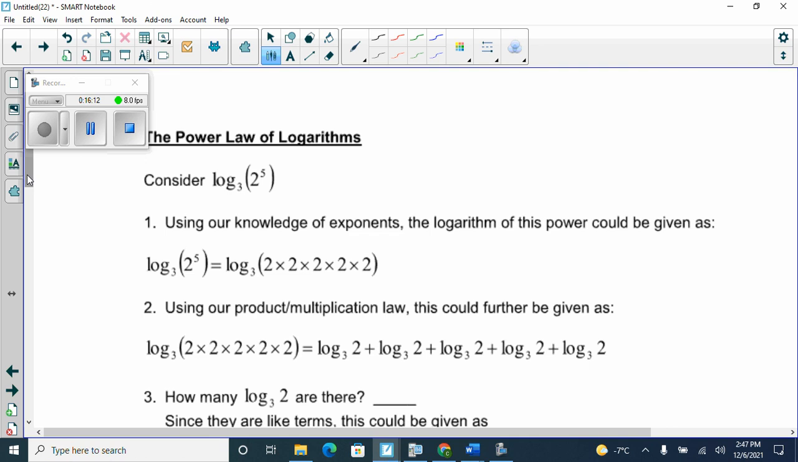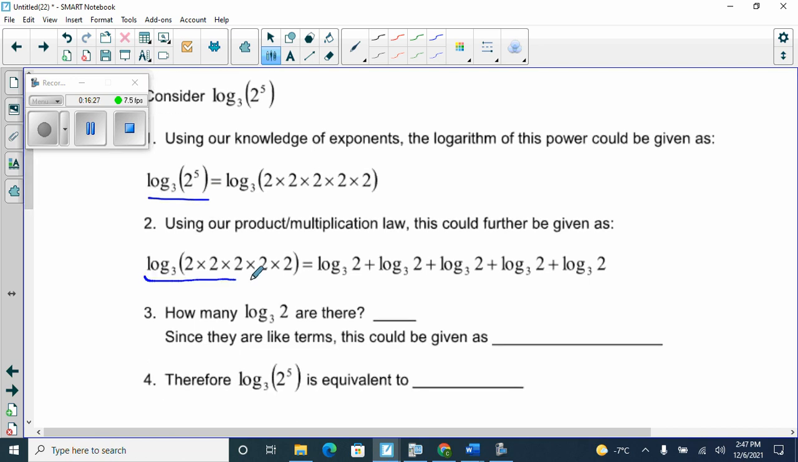So if you have log base 3 of 2 times 2 to the 5, that's the same as writing log base 3 of 2 times 2 times 2 times 2 times 2 times 2, correct? I literally could just write them out 5 times. Then using multiplication law, I could actually separate these all out by single logs, couldn't I? I could go log base 3 of 2 plus log base 3 of 2 plus log base 3 of 2 plus log base 3 of 2 plus log base 3 of 2s. How many log base 3 of 2s do I have? 5. So that's actually the same as saying 5 log base 3 of 2s.